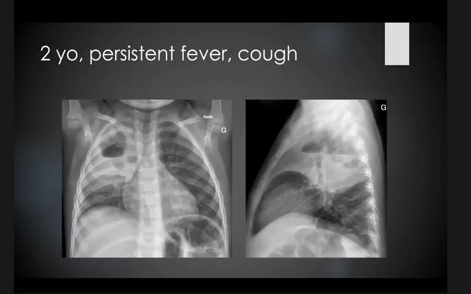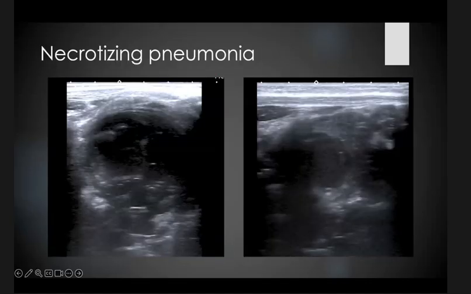You have a 2-year-old kid with a persistent fever that came to the ER with cough. On the first X-ray, you see those multiple air fluid levels in the right upper lobe. And on the ultrasound, you can see that big necrotizing pneumonia, you can call it abscess, inside the lung.